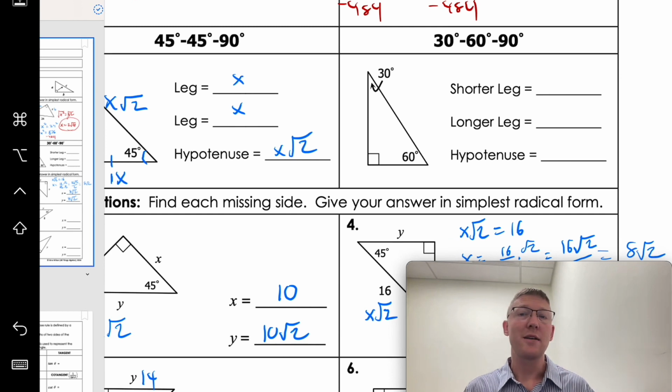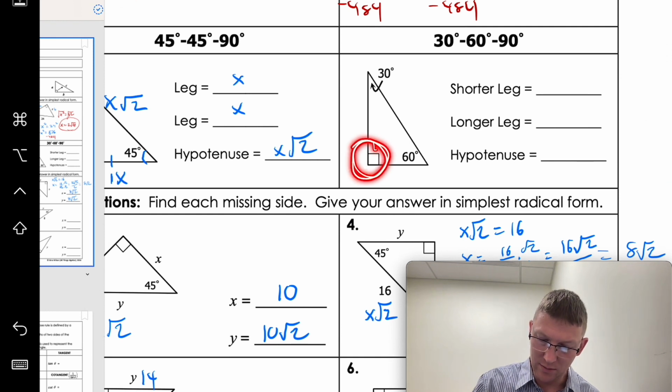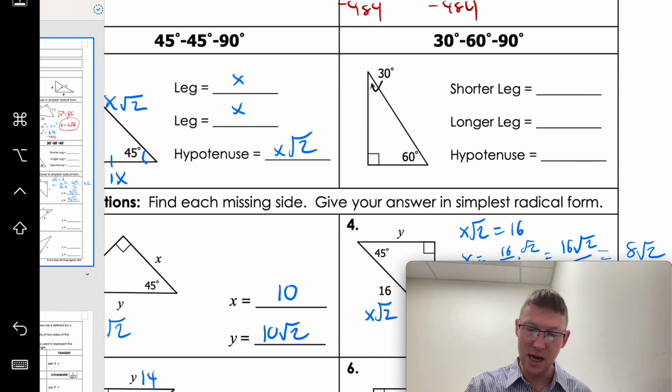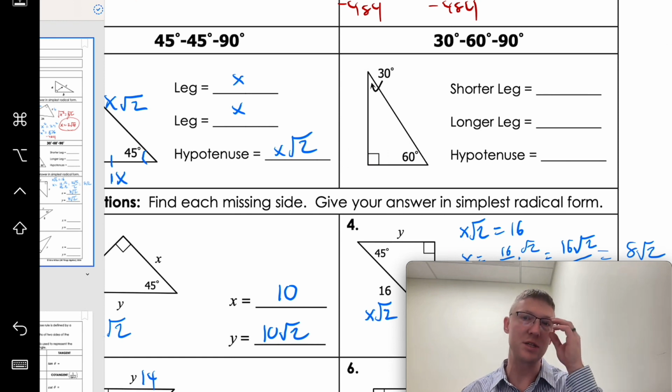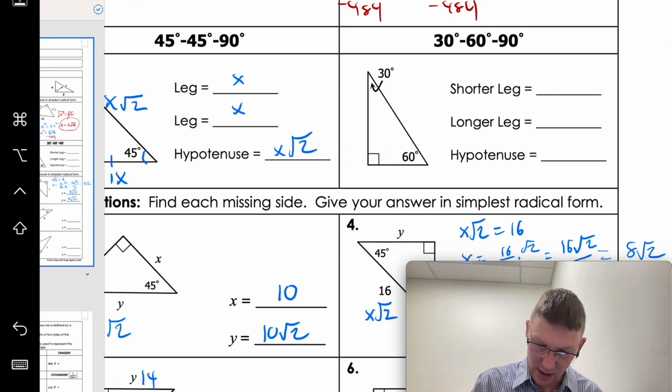Okay, so our next special triangle, that's what we call them. Again, it's a right triangle, because we have this 90-degree angle. But this time, our angles are 30 degrees and 60 degrees. So again, just like the 45-45 triangle, there's a specific pattern, and it goes x, 2x, x square root of 3.